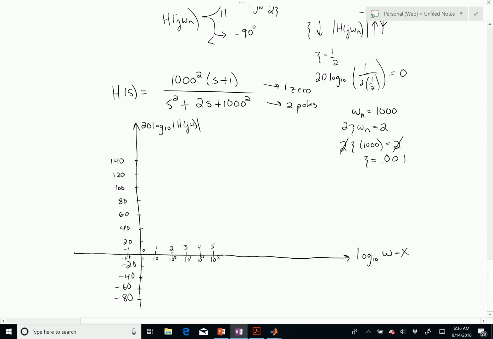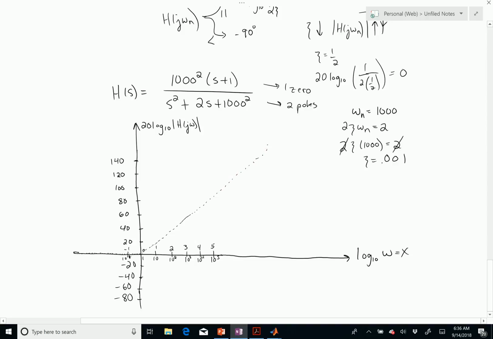So zeros we know by this point. So I have a 0 at 1. So that means that the 0 is flat until I get to 1, which is the origin, and then I'm rising at 20 dB every decade. So I'll show him rising 20 dB every decade. Okay, that's the 0.